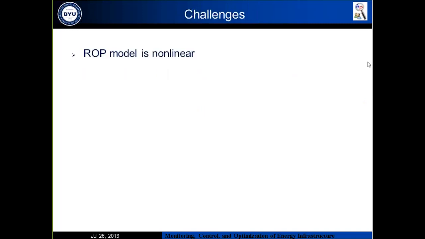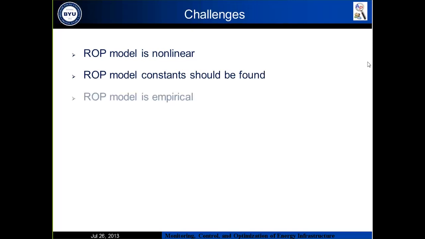And the challenges that I will be having, one of them is that my rate of penetration model is highly nonlinear, so optimizing it will be challenging. And also, the rate of penetration model has constants itself. So I should either estimate those constants, or I should just assume that they are known, because researchers have had some optimization-based approaches to find those constants.